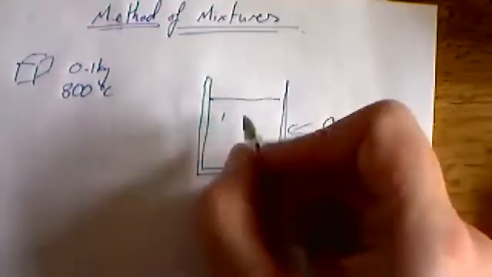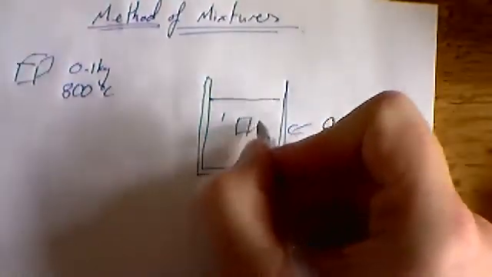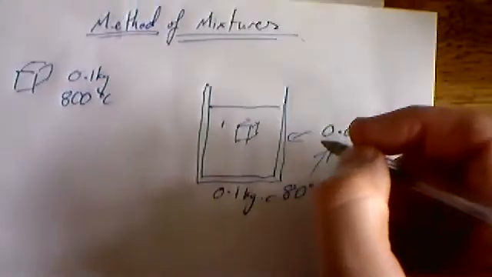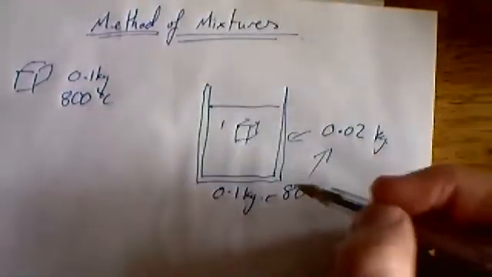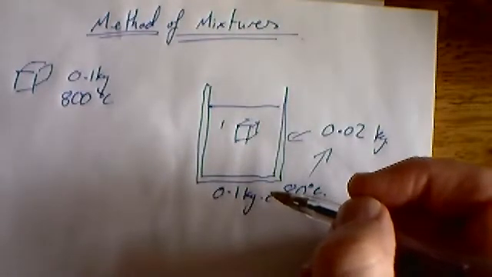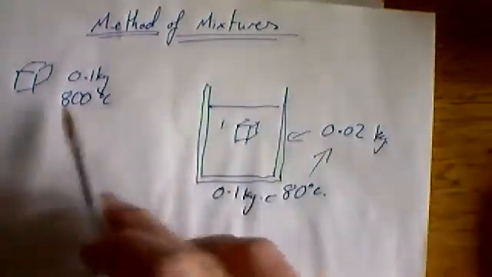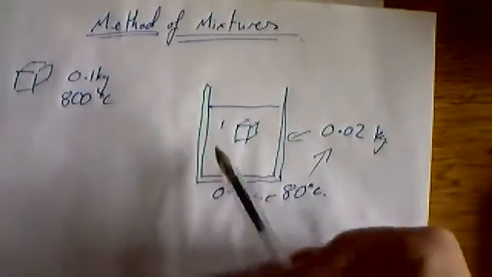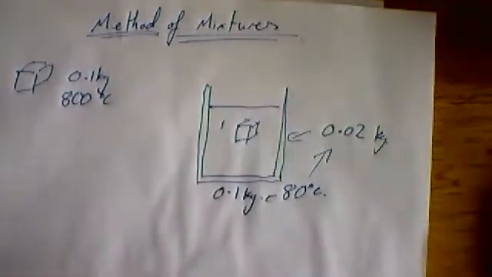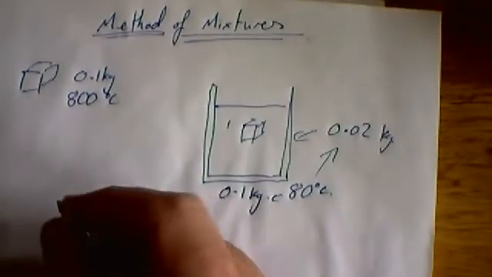And so the hot copper is going to go in there, and some of the water is going to boil away. And the question really is, what's the mass of the water that evaporates when the water and the copper container are both brought up to 100 degrees C? So what do we need to know?